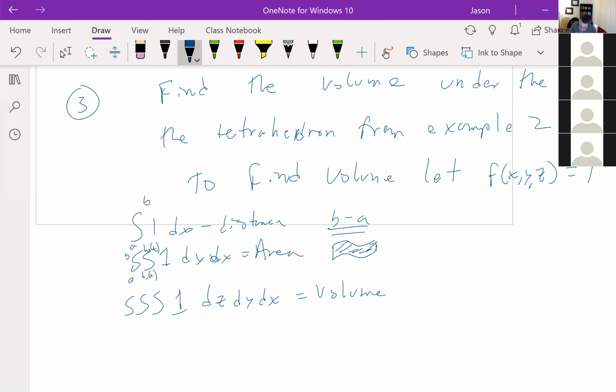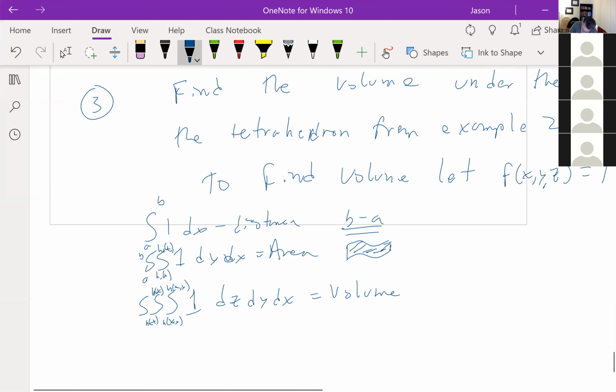Here we're going to find the volume: the integral of h of x, y, and then g of x, and then x goes from a to b. So two variables, one variable, and then numbers. We always end in numbers. Okay, so that's the volume.